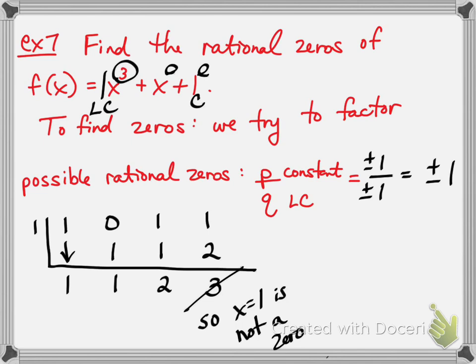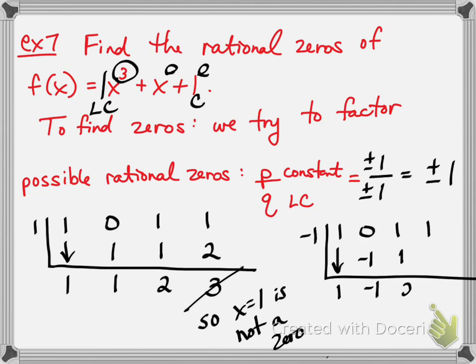So now we're going to do the same process with our negative 1, using those same coefficients. Bring your 1 straight down. Negative 1 times 1 is negative 1, add. Negative 1 times negative 1 is 1, add. Negative 1 times 2 is negative 2, add. Shoot, something didn't work out right. I doubted myself there for a second. That didn't work either. So x equals negative 1 is also not a 0.